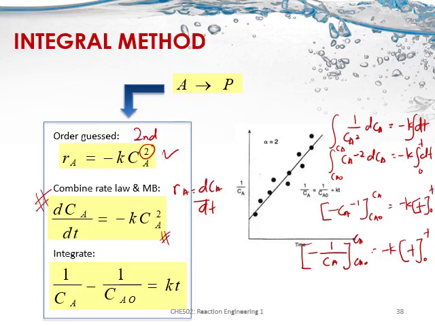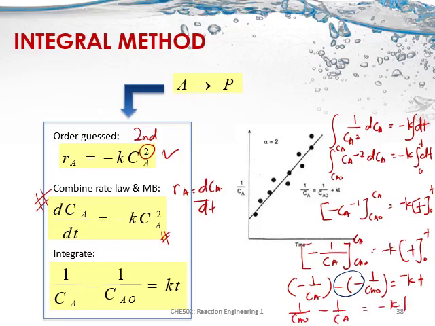Okay, then substitute the limit. It will be negative 1 over CA minus negative 1 over CA naught, negative KT. Okay, and then this will be equivalent to, let's take this positive value at the front. So what you have is 1 over CA naught minus 1 over CA equal to negative KT.